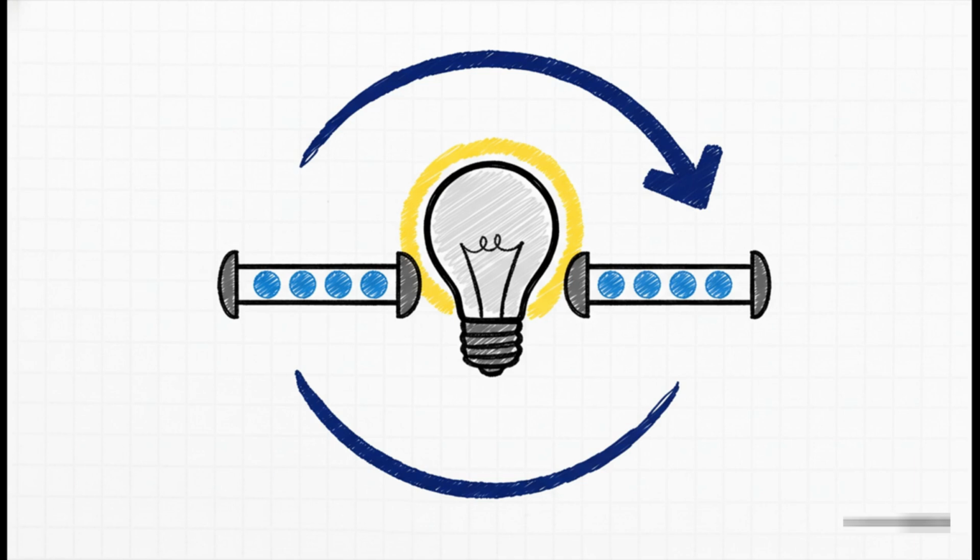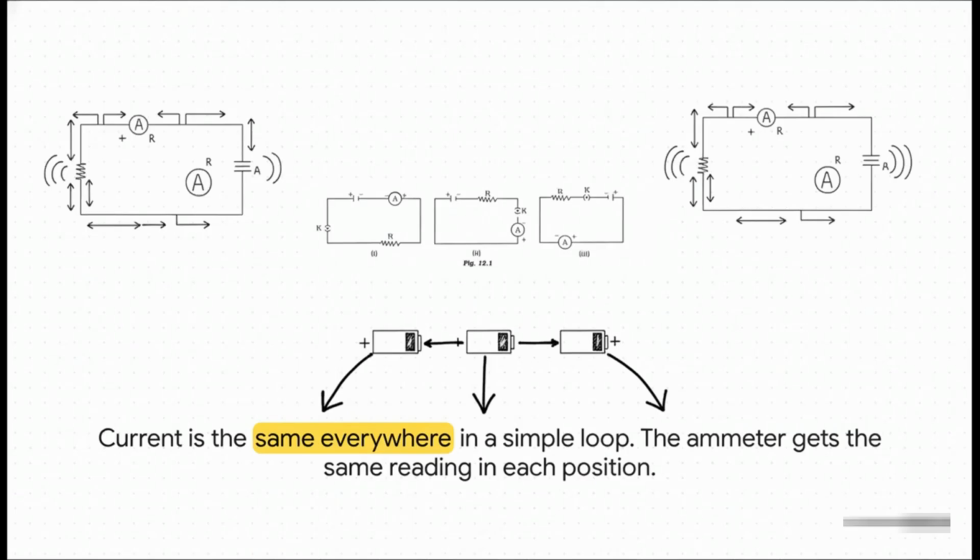Think of it like a bicycle chain. The chain moves and makes the wheels turn, but the chain itself doesn't disappear. For every bit of charge that goes into a light bulb, the exact same amount has to come out the other side. And we can prove it.